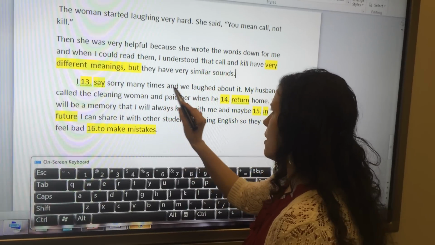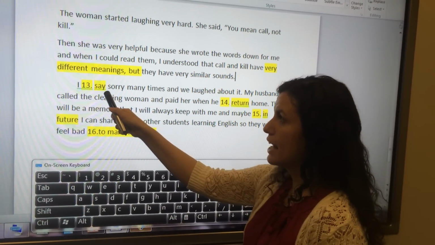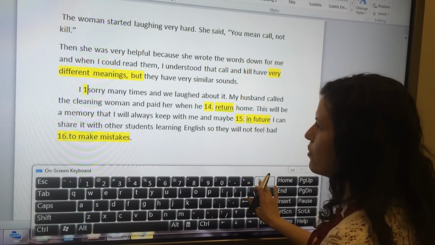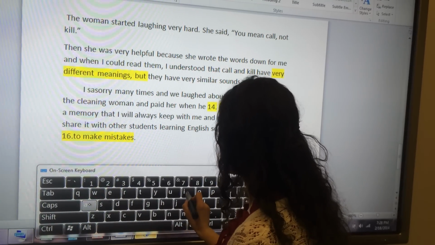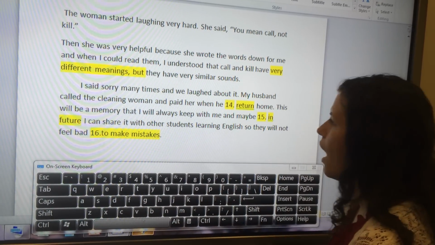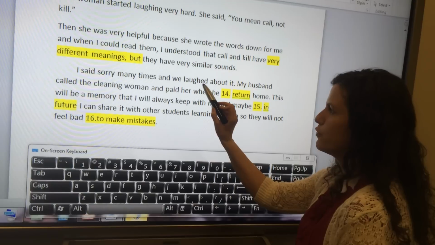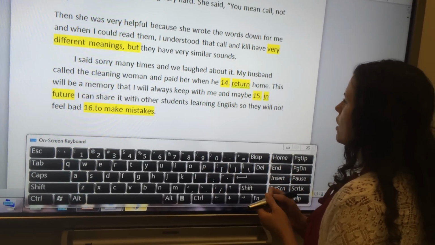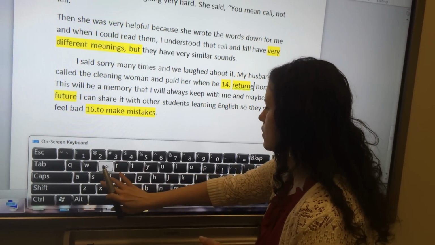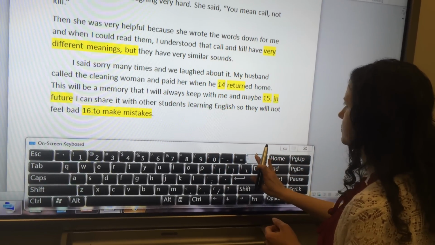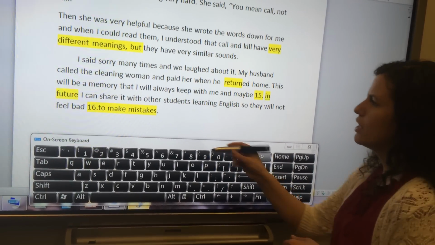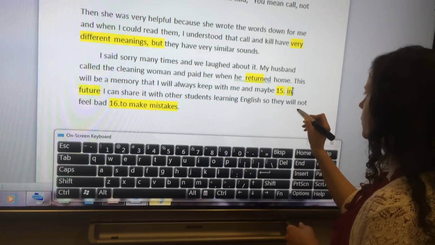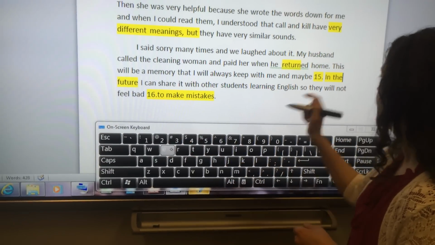"I say sorry many times and we laughed about it." Now, instead of "say," again, we need the word "said." Okay, so let's delete number 13 here and type in the word "said." I said sorry many times and we laughed about it. My husband called the cleaning woman and paid her when he returned home. Okay, we just need to add -ed here because we need it to be "returned" in the past tense. This will be a memory that I will always keep with me, and maybe in future, number 15 here, we need "in the future."